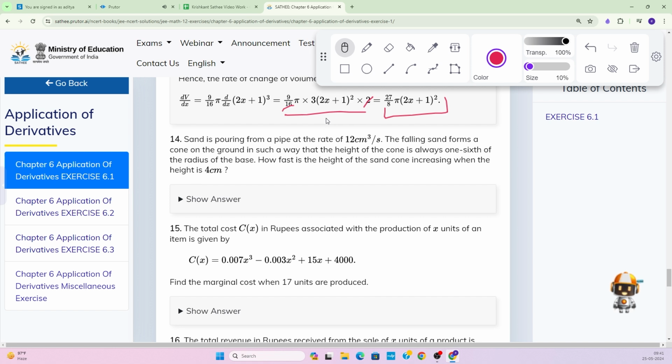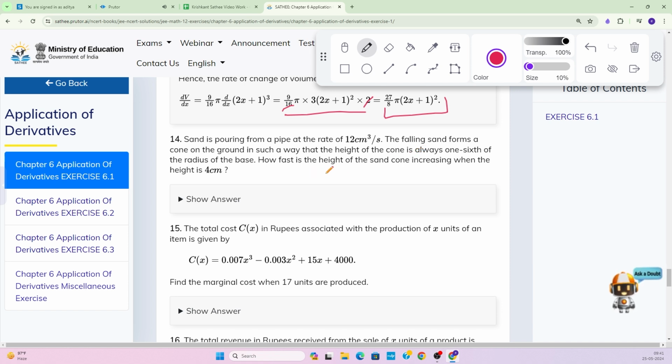Okay, now problem number 14. Problem 14 says sand is pouring from a pipe at this rate. Okay, sand is pouring at this rate. The falling sand forms a cone on the ground in such a way that the height of the cone is always 1/6 of the radius of the base.